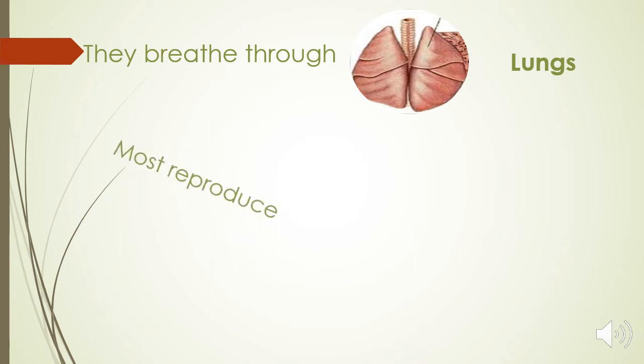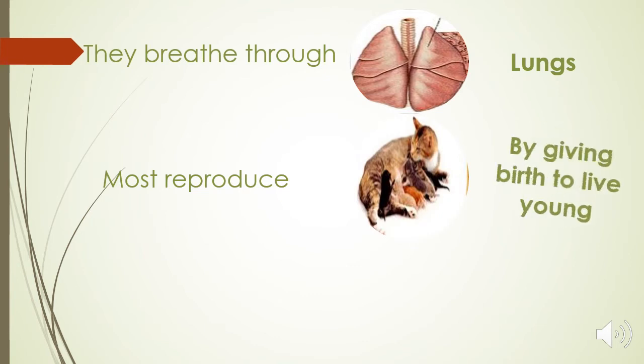How do they reproduce? Most mammals reproduce by giving birth to live young. Actually, there are very few types of mammals that lay eggs, like the monotremes. They are mammals, but they lay eggs. But most mammals reproduce by giving birth to live young. So the young are born, they don't hatch from eggs.